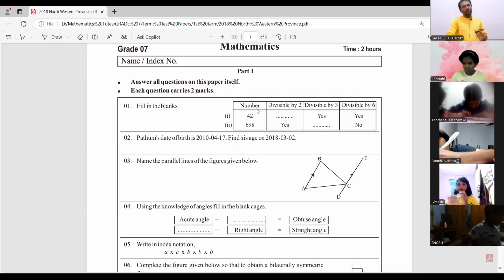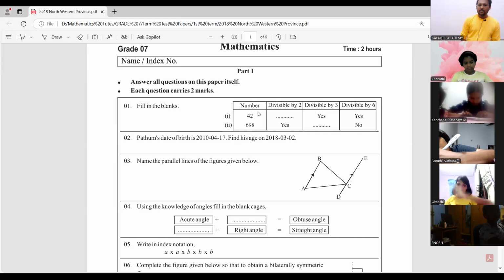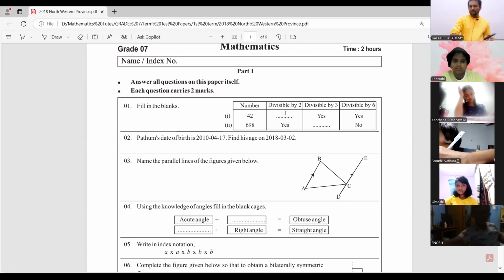The fourth lesson, you remember, factors and multiples we discussed. Without dividing a number by 2, by 3, by 4, by 5, by 6, by 9, by 10, you can determine whether the given numbers are divisible by these numbers. The first number given is 42. You have to check if it is divisible by 2.